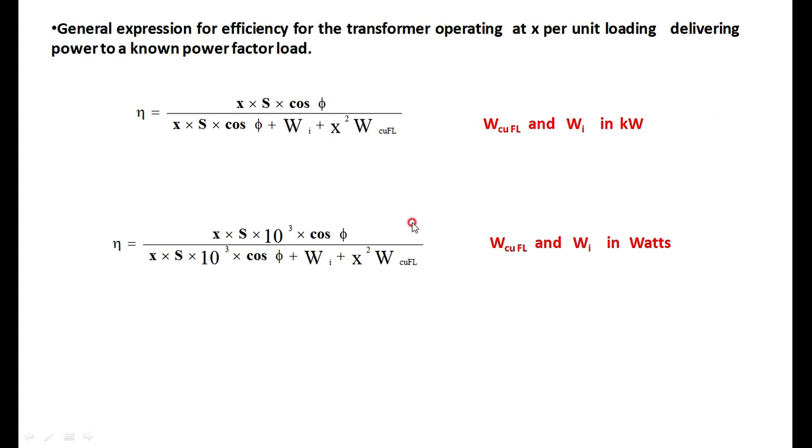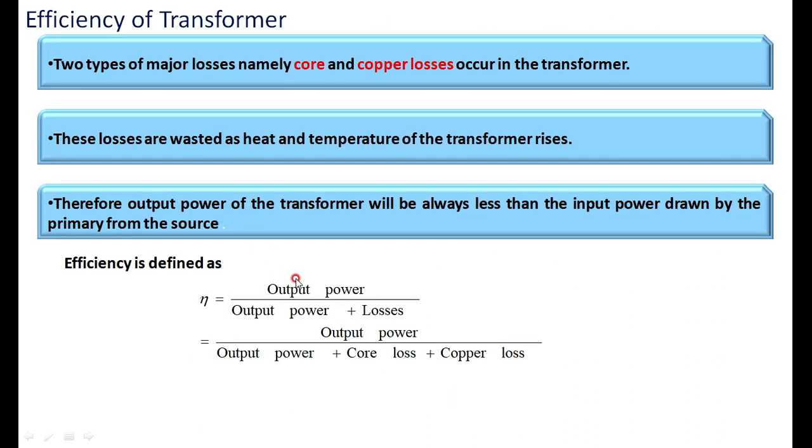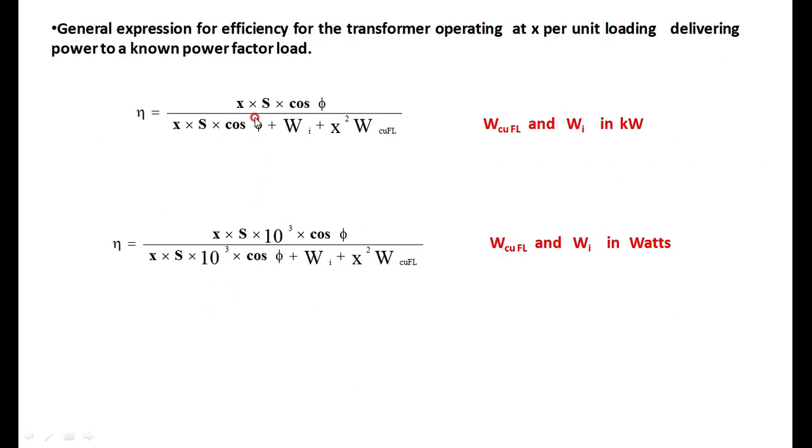I have written here two different equations, depending upon how we take the units of the different parameters. The equation for efficiency is output divided by output power plus core loss plus copper loss. Here the output is x into S into power factor, that is, the loading factor multiplied by the kVA rating multiplied by the power factor, which gives the output of the transformer. It is the same as the numerator.